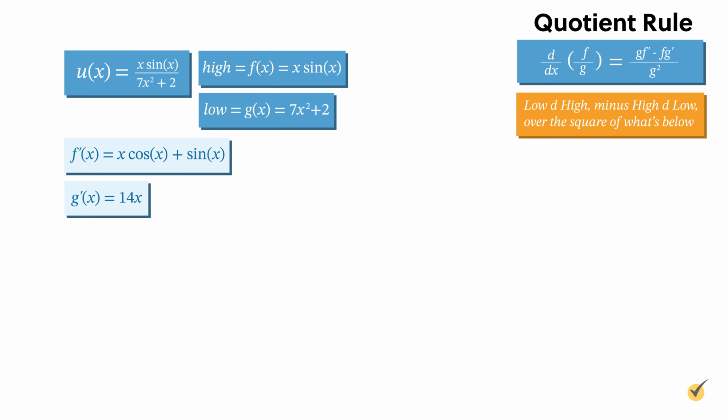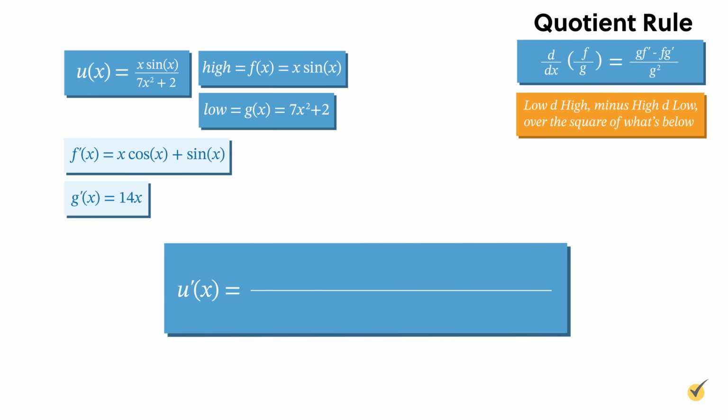Now that we have f prime and g prime, we can use the quotient rule. Low d high means g times f prime. So we start by writing the quantity 7 times x squared plus 2 times the quantity x times cosine x plus sine x. Then subtract high d low, or f times g prime, which is x times sine x times 14x. Then the denominator of the derivative will be g squared, which is the quantity 7 times x squared plus 2 squared. The product rule and quotient rule are very useful tools, especially once they are committed to memory.